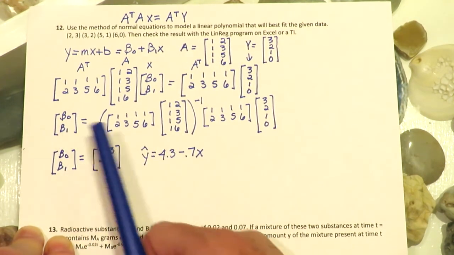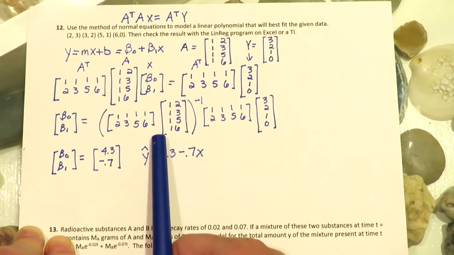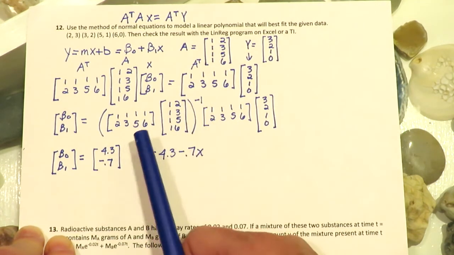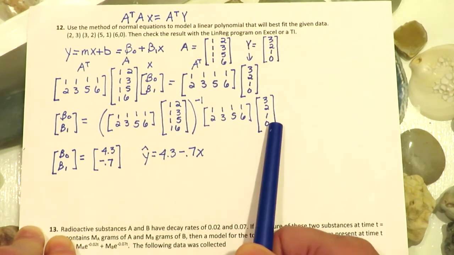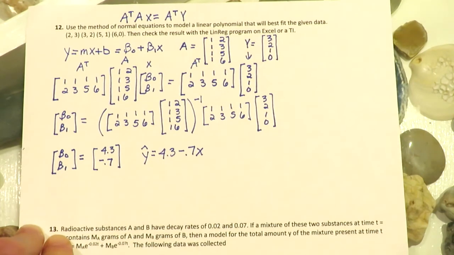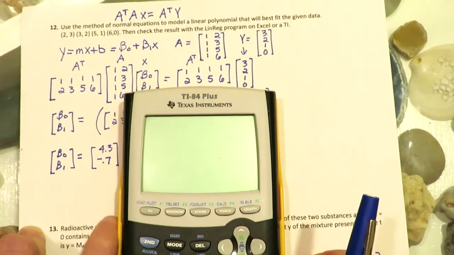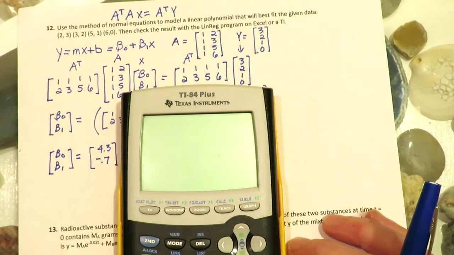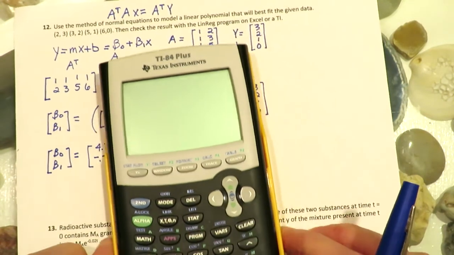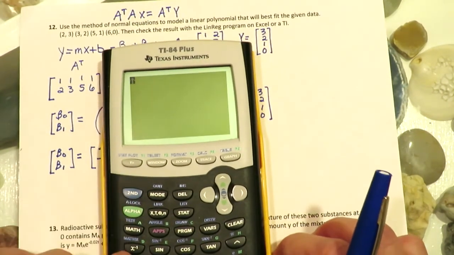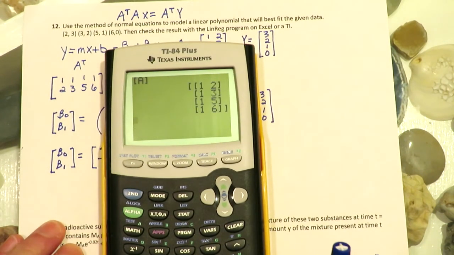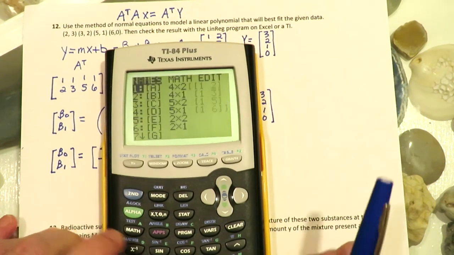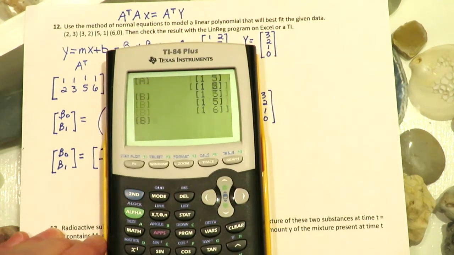And whatever you do to one side, you do the same thing to the other side. So this side needs to get multiplied by the inverse of this product. And then on that other side was A transpose times y. So if I put all that carefully in my calculator, notice in matrix A, I have A, and then in matrix B, I have the y's.